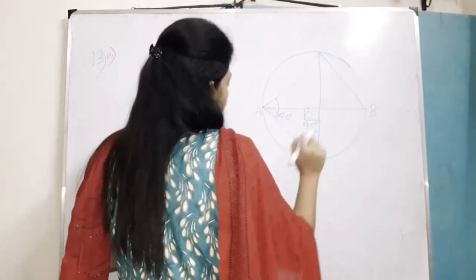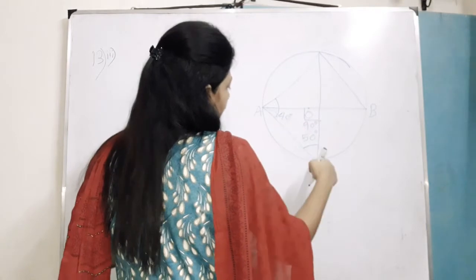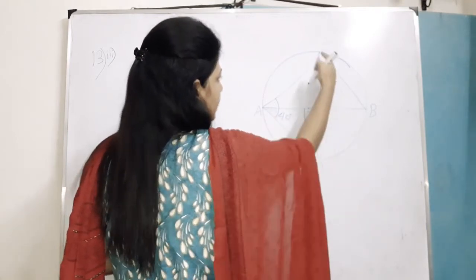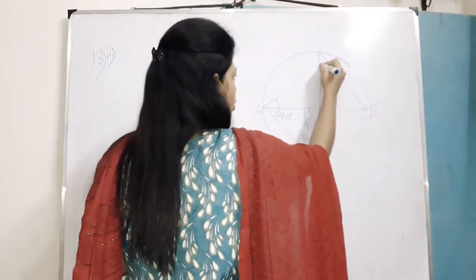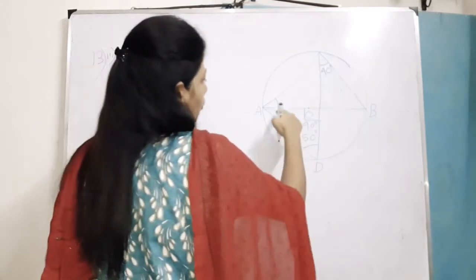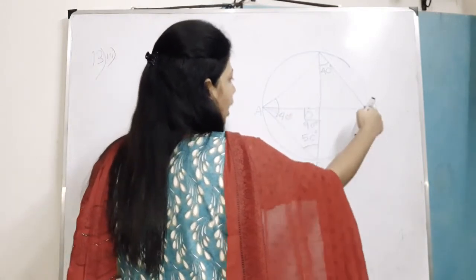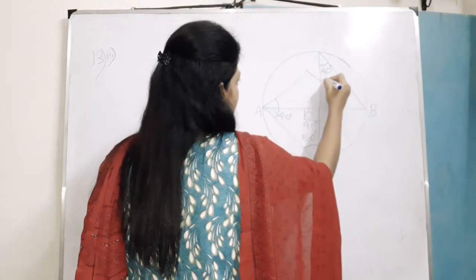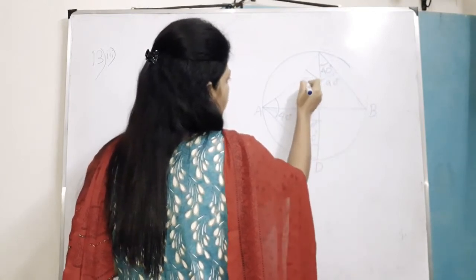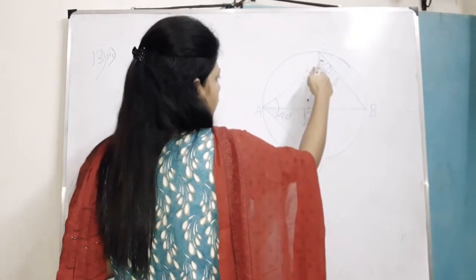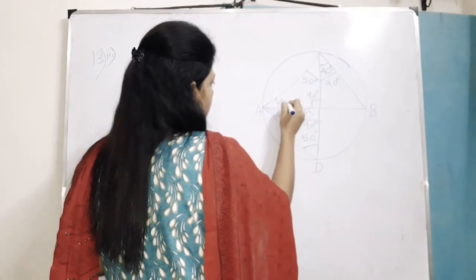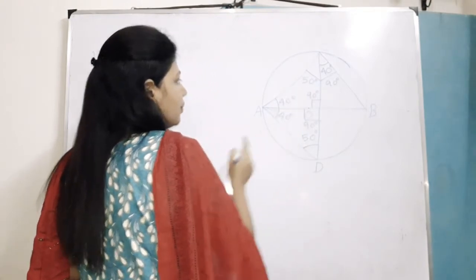Now one more thing we can say, that if angle DAB is 40 degrees, angle DCB will also be 40 degrees. What is the reason? Because both of them lie on the same arc DB, and this one is a semicircular angle, so 90 degrees. That means this one is also 50. Now this one is 50, this one is again 90, so it is 40 degrees. That means 40 plus 40, 80 degrees.